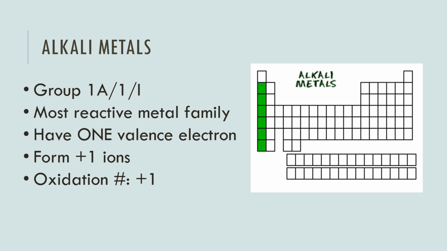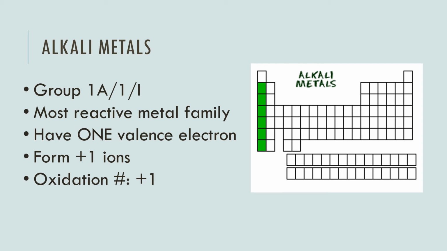We're going to list a few important properties about them, and then you're going to identify them on your periodic table. Alkali metals are group 1A, or group 1 metals. They are the most reactive metal family on the periodic table. They have 1 valence electron. They form positive 1 ions. And their oxidation number is +1. So take a moment, make sure you have all of these properties written down.